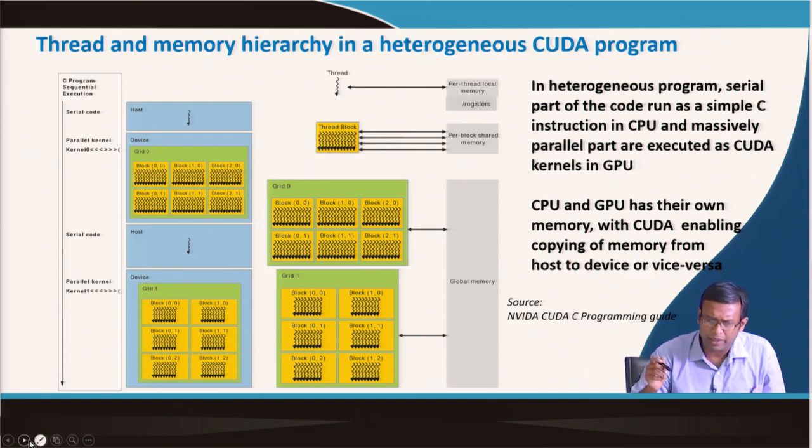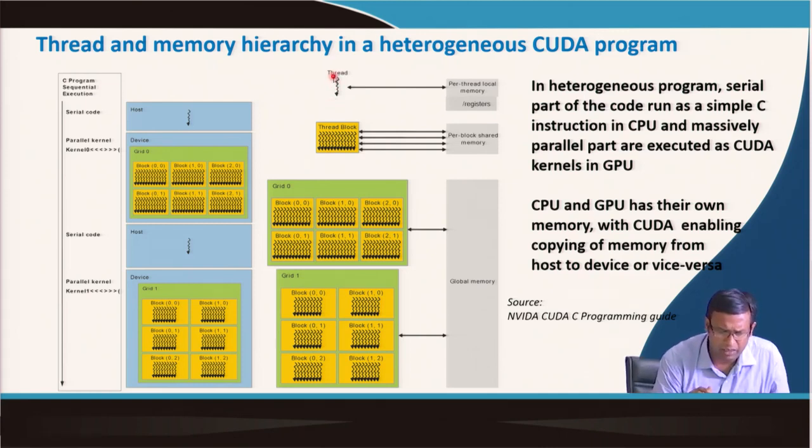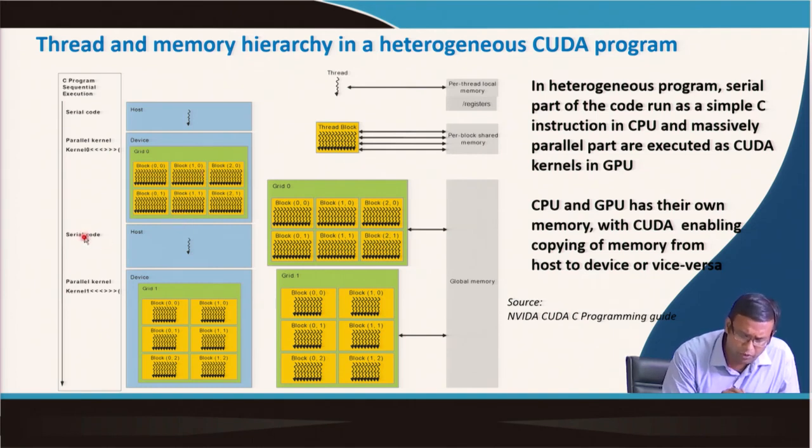And the execution will be like this: initially the host will run the serial part, then the kernel will be called, and the device will launch the grid of threads. The grid will come as blocks, a grid of blocks. Inside the blocks there will be threads, so a number of threads will be launched there. Once these threads are over, it will go back to the host, and the host will run another simple C program. Again another grid will be launched when the next kernel is called.